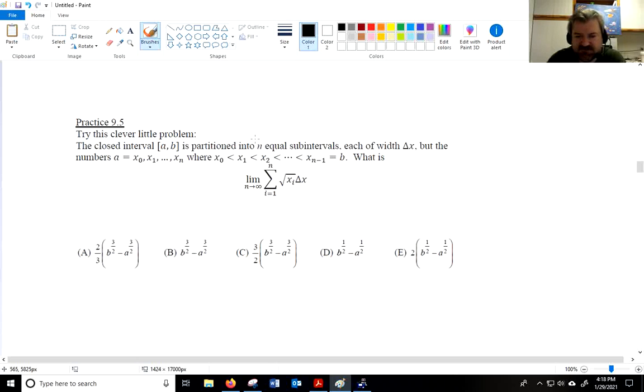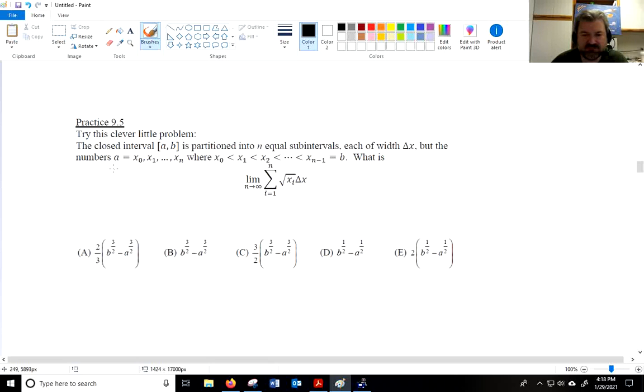What is the limit as n goes to infinity of the sum from i equals 1 to n of x of i times delta x? Try and figure that out. Make a definite integral first. All right, let's see how you did.